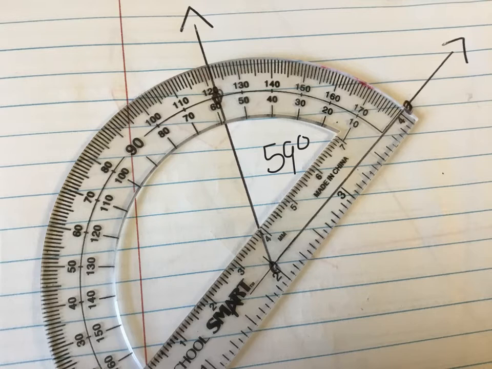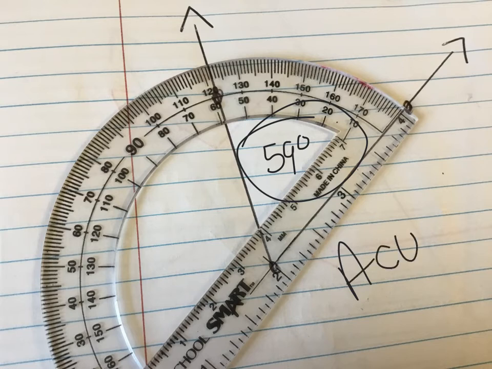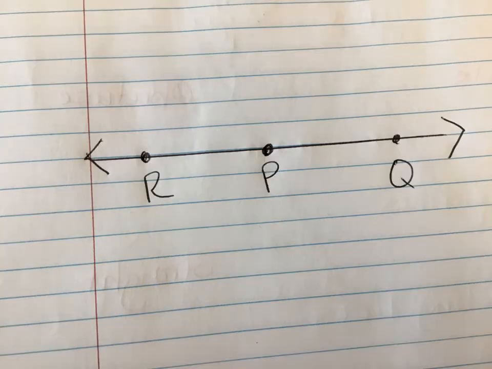To be able to use the protractor effectively, it has to be lined up right here. Otherwise, we're not measuring from where this line is to this line is. And because this total is less than 90 degrees, we would classify this angle as an acute. Classify means name it. So this is an acute angle. It's a cute little angle.